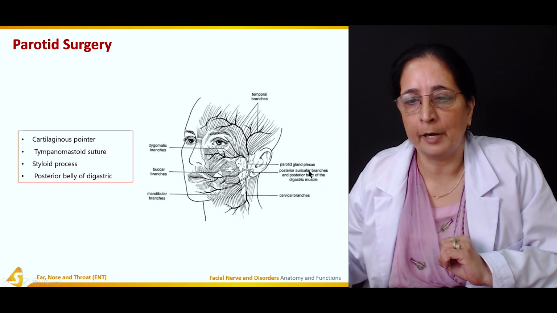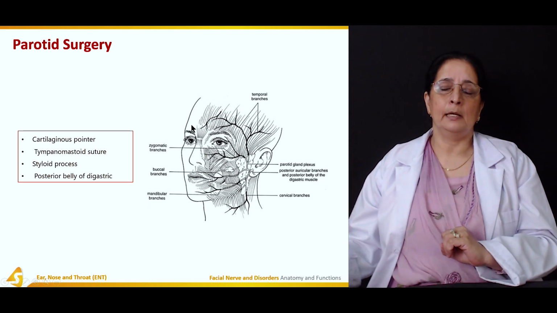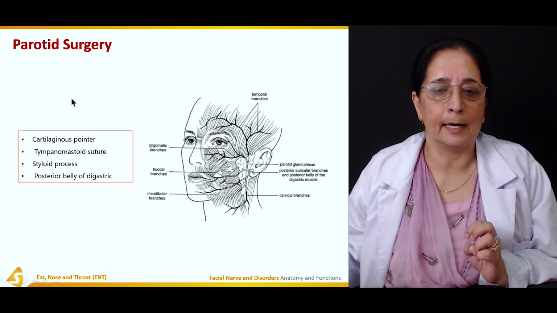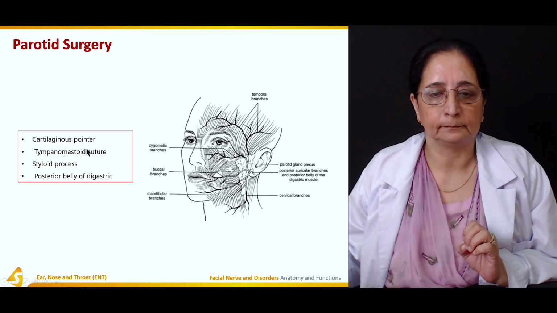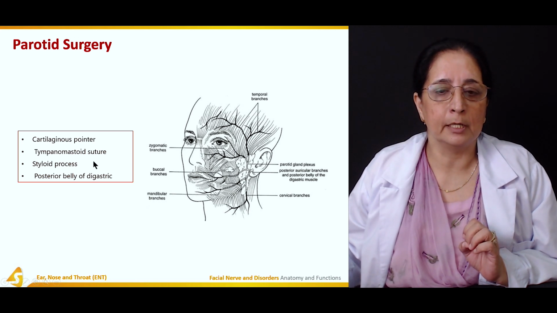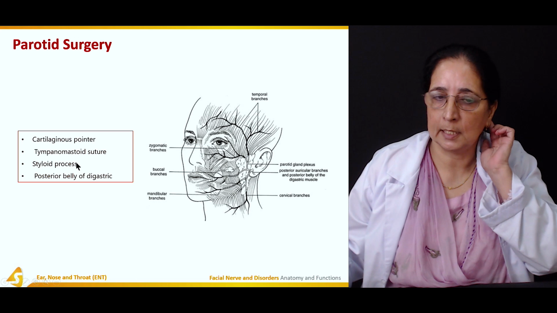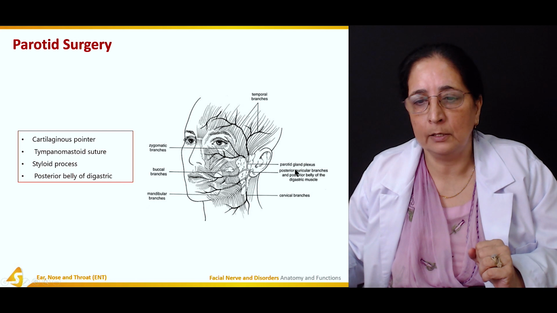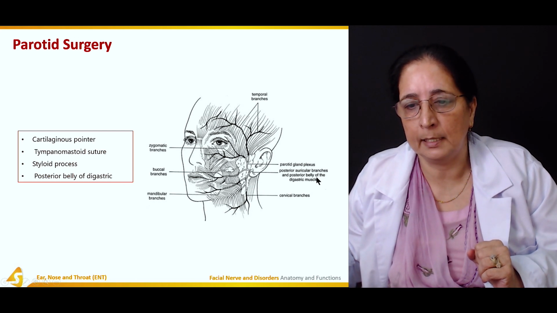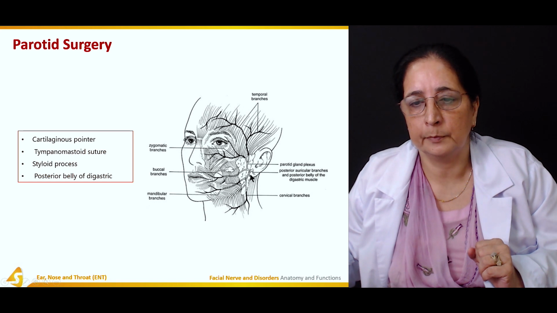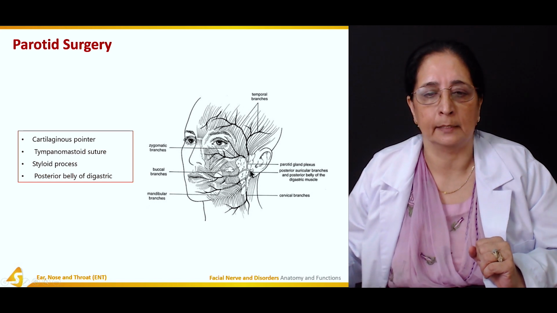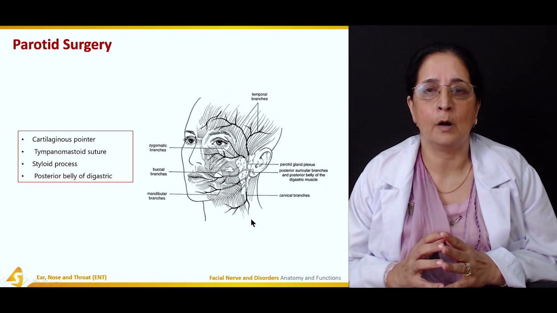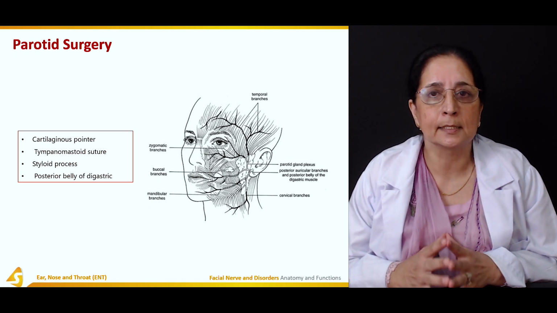Posterior auricular branches and posterior belly of digastric muscle. So the landmarks for parotid surgery: we have the cartilaginous pointer, tympanomastoid suture, and styloid process. Styloid process is behind the ear here. And then there is the posterior belly of digastric muscle. So these are the 4 landmarks for parotid gland surgery.